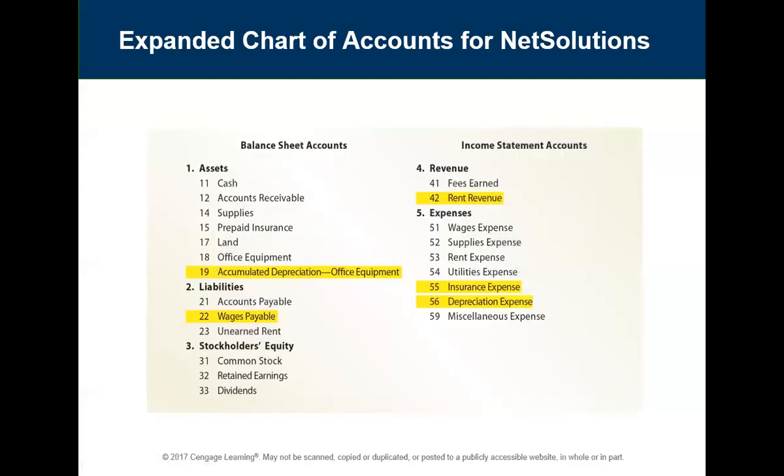So this is just showing our new chart of accounts where we've added some new accounts in. So we have an accumulated depreciation account now. We have wages payable because we have deferred expenses or accrued expenses. We have rent revenue as a possibility now. And then we have two new expenses, insurance expense and depreciation expense. You've probably already seen some of these accounts on the project, and you may have been wondering, what do I do with that? Now we get to learn.